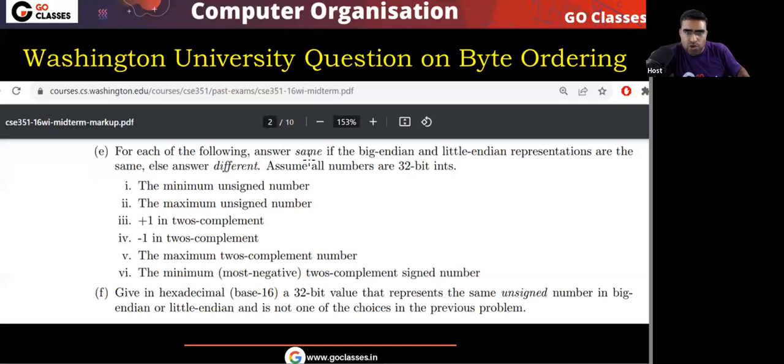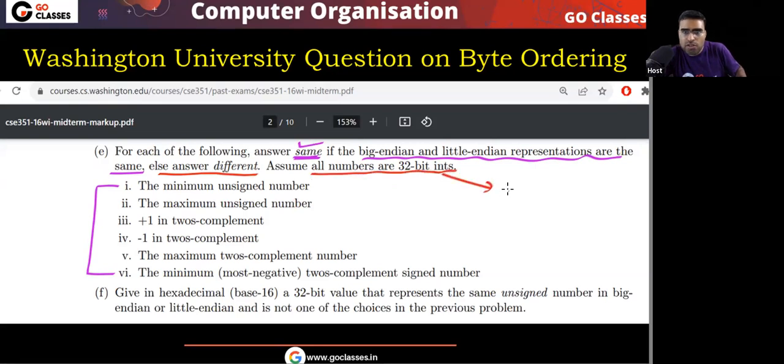For each of the following, answer same if the little endian and big endian representations are the same. Some options are given to you, and for each of them we need to answer same if the little endian and big endian representations are same. If they are different, then answer different. All the numbers are 32-bit integers. All the numbers are multi-byte data. Did you understand the question?